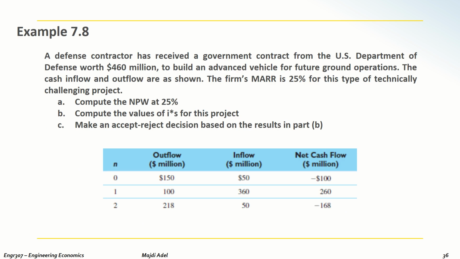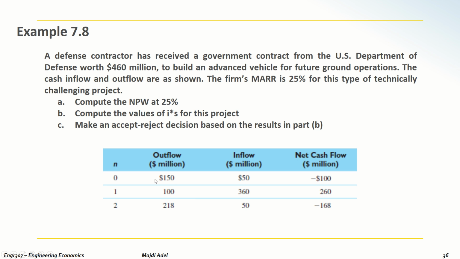Example 7.8. A defense contractor has received a government contract from the US Department of Defense worth $60 million. A military contractor, a military manufacturing company, won a contract with the US Department of Defense, worth $60 million, to build an advanced vehicle for future ground operations. The cash inflow and outflow are shown in the table below. The MARR of the company is 25%. We need to calculate first the net present worth, calculate i star for this project, the internal rate of return for this project, and finally make an accept or reject decision based on the internal rate of return.